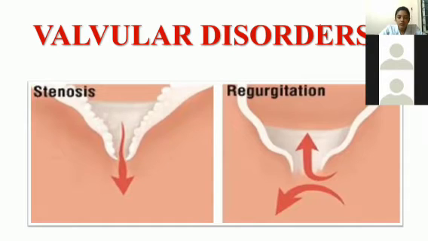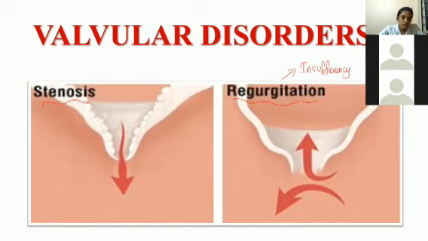So the main valvular disorders are termed stenosis and regurgitation. Regurgitation is also known as insufficiency. Okay, so we have 4 valves, and to any valve, stenosis or regurgitation can happen.